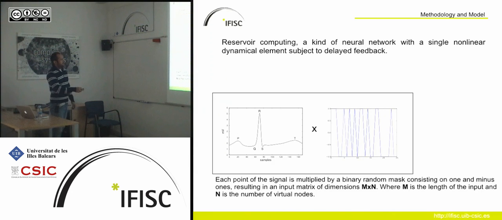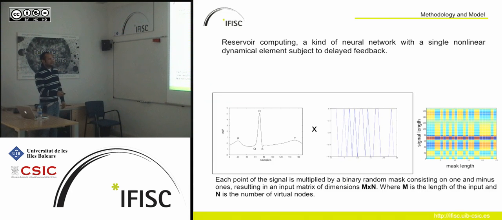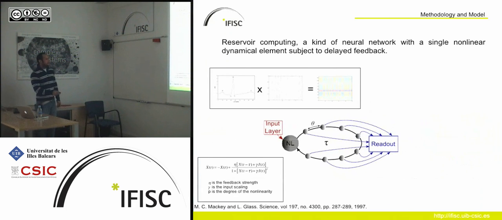If we do the matrix multiplication between these two, then you get the input matrix that is here in a color scale. We have the length of the mask over here and the length of the signal in the other direction. And this is what we are going to feed into the nonlinearity that corresponds to the reservoir in here. This nonlinearity is given by the Mackey-Glass oscillator, which has 3 parameters.